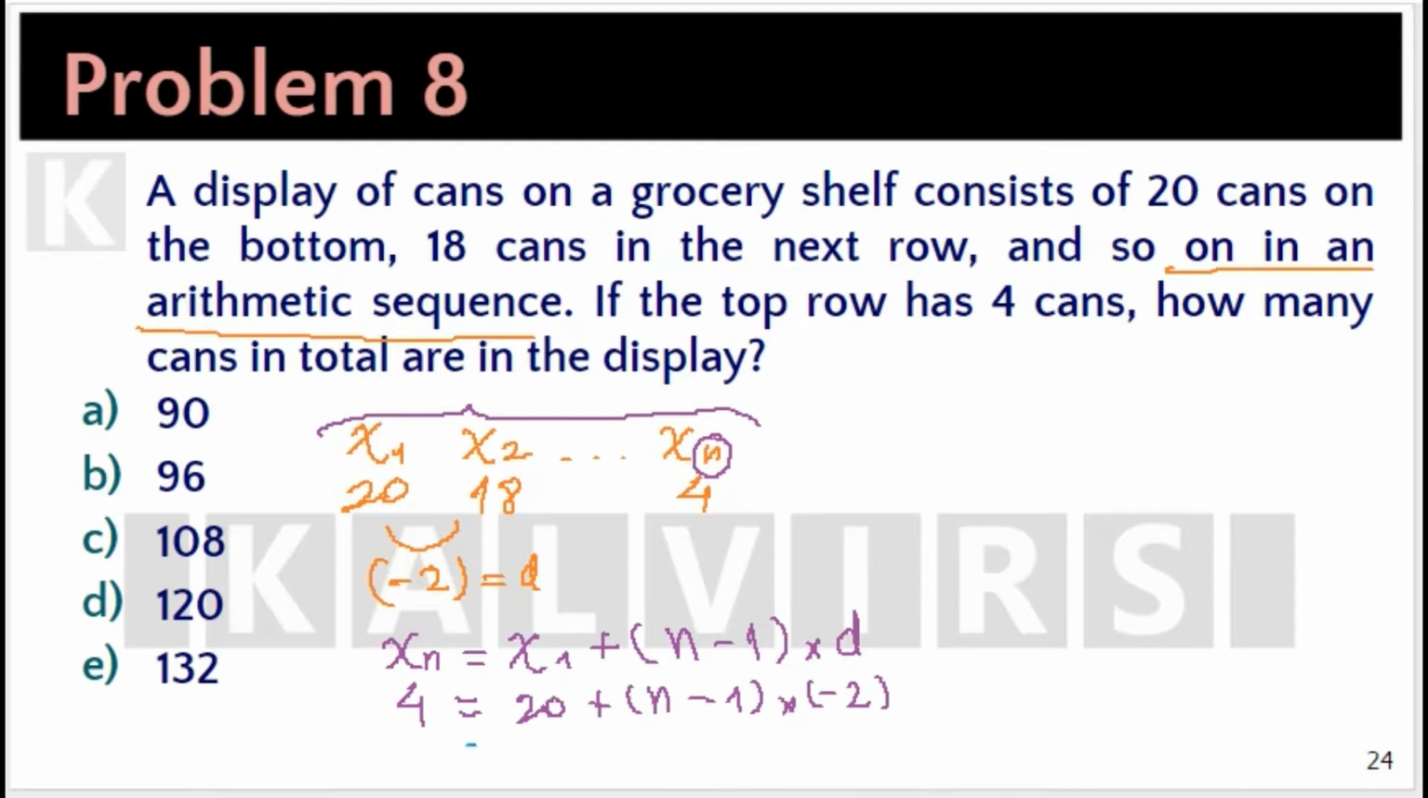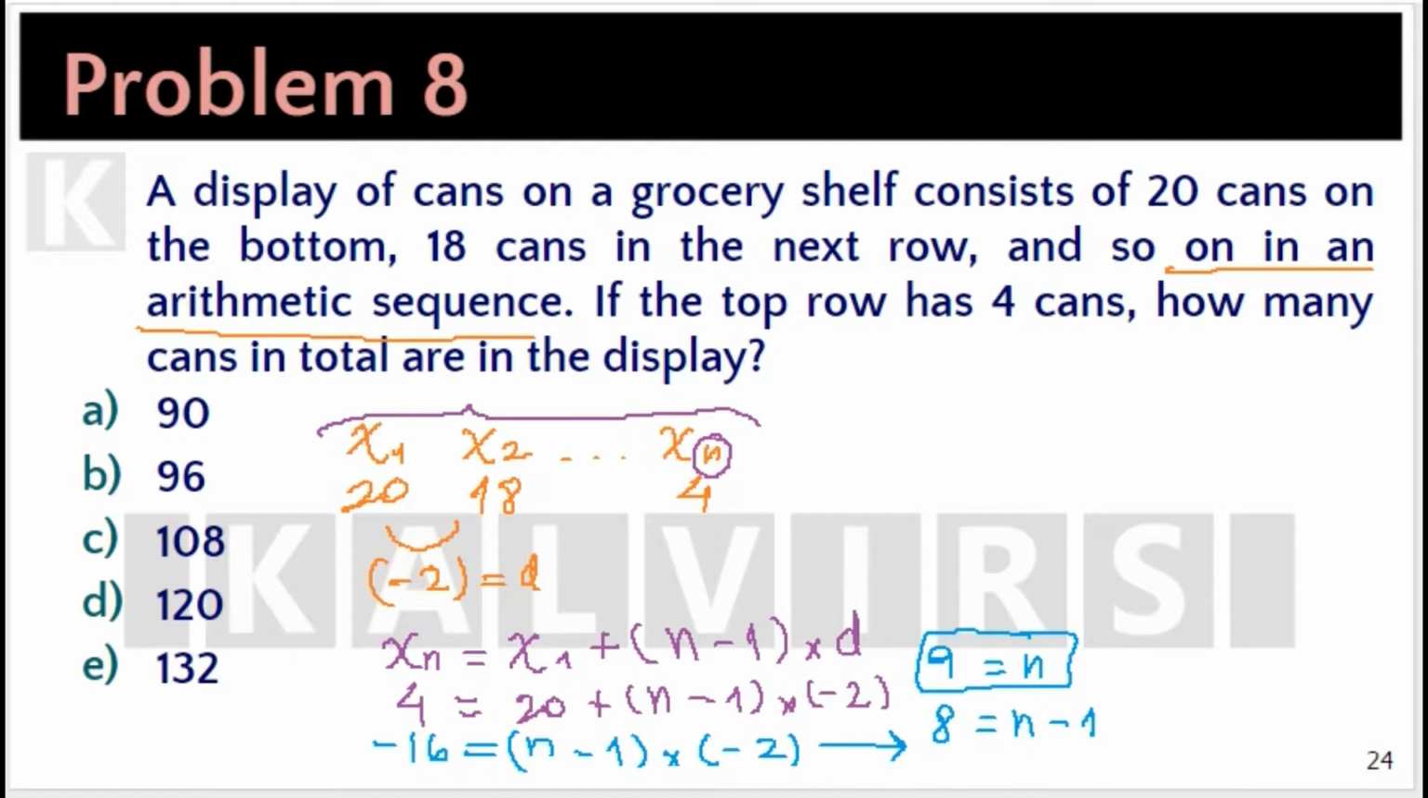Now, -16 is n minus 1 times -2. Finally, 8 is n minus 1, and the number of terms is 9. There are 9 rows.